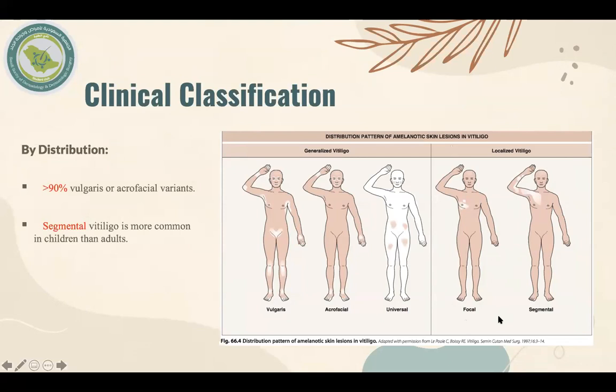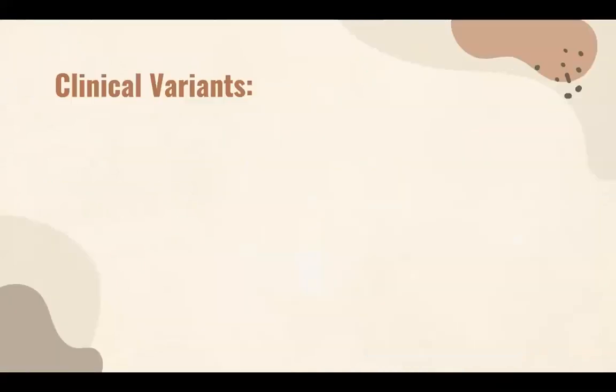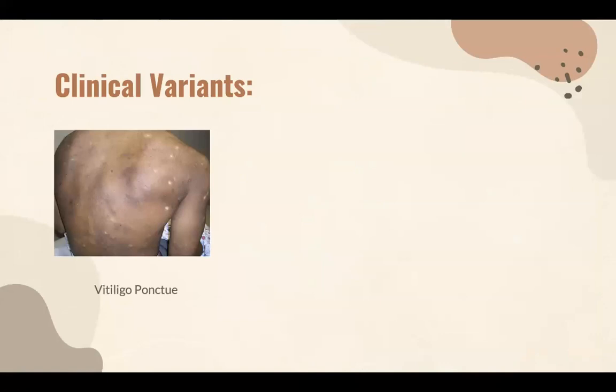Generalized vitiligo, the most common type is vulgaris: scattered patches that are widely distributed over the body, or acrofacial on the hand and foot, or universal. The most common types are vulgaris and acrofacial variants. Segmental vitiligo is more common in children than adults. The clinical variants of vitiligo include vitiligo punctata, which is characterized by small, discrete, confetti-like, depigmented macules scattered over the body.